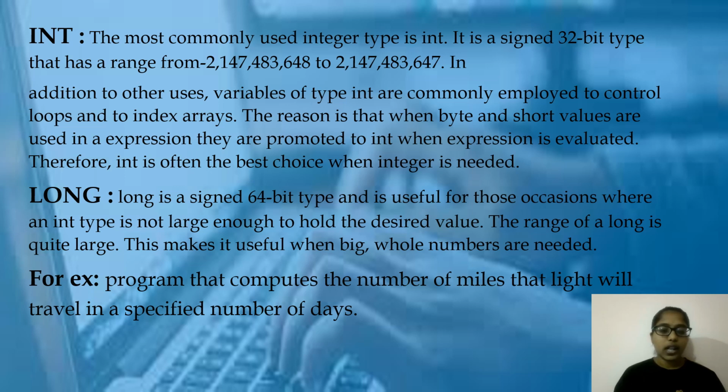Next is long. Long is a signed 64-bit type and is useful for those occasions where an int type is not large enough to hold the desired value. The range of a long is quite large. This makes it useful when big whole numbers are needed. For example, consider a program that computes the number of miles that light will travel in a specified number of days.